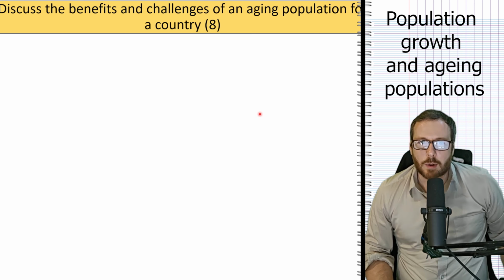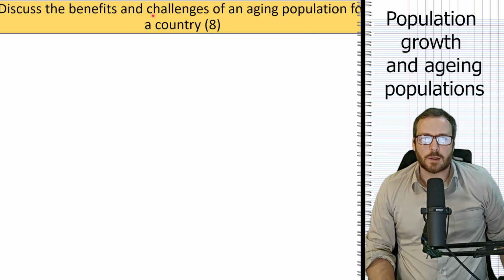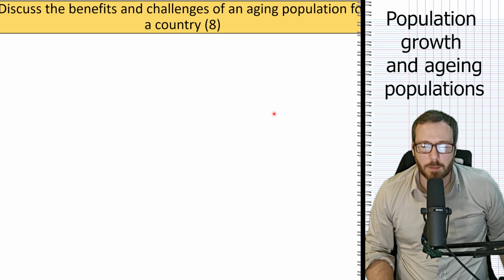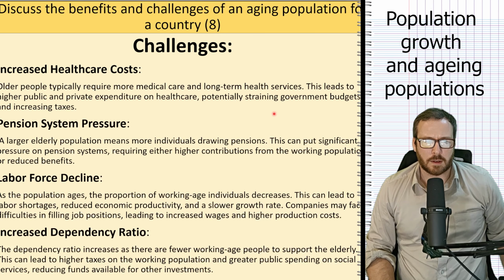Right, let's do an exam question then. Discuss the benefits and challenges of an aging population of a country. So all we need to do for this is split it into the benefits and then the challenges. And you've got to make sure you write in sentences. I will give bullet points, but you must use sentences, okay? So challenges. Here we go.